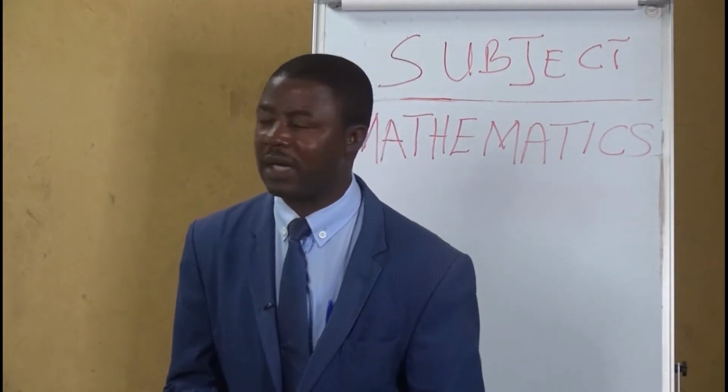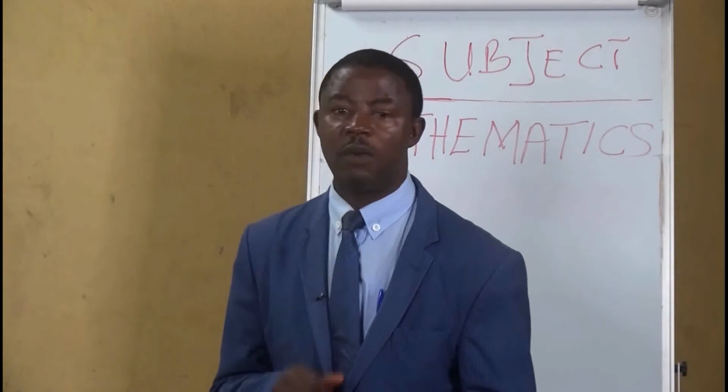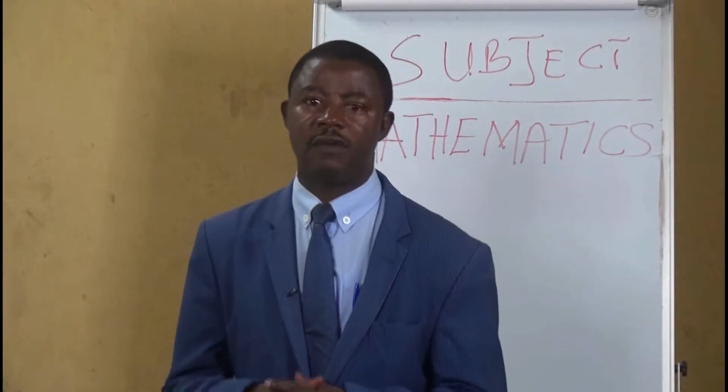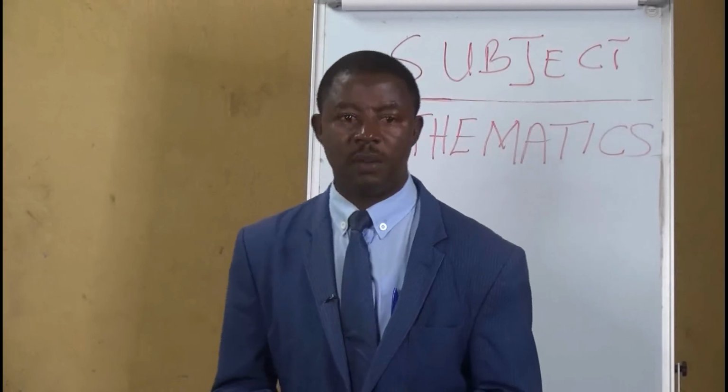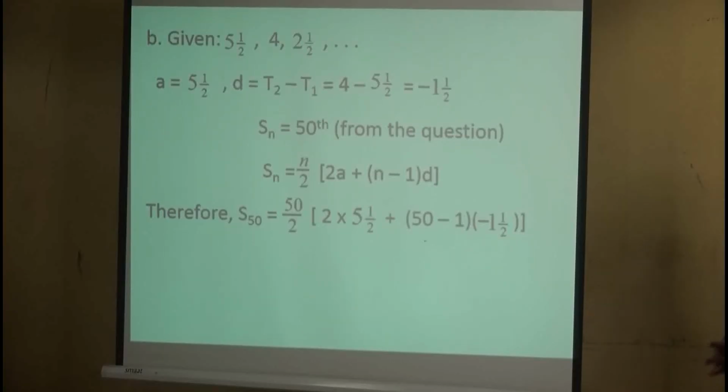The question demanded that we should find the sum of the first 50 terms of the series. Now, the sum of n terms is n over 2, open bracket, 2a plus n minus 1, bracket d. And when you substitute appropriately, the sum of the first 50 terms will be 50 over 2, open bracket, 2 multiplied by 5.5 plus 50 minus 1 times the common difference, which is minus 1.5.